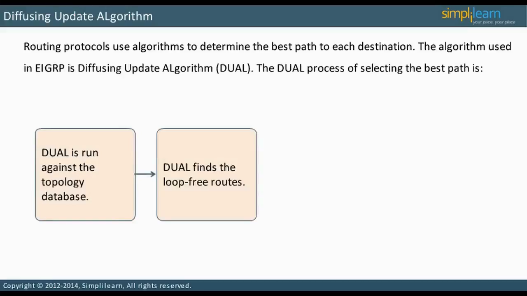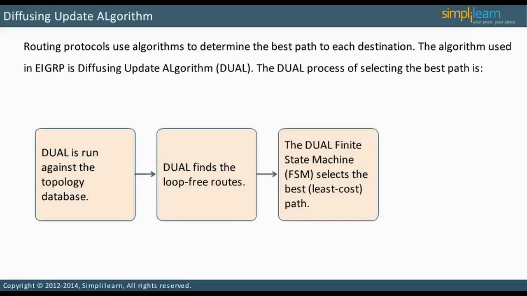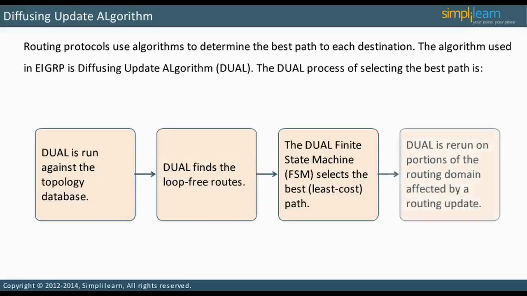DUAL finds loop-free routes. The Dual Finite State Machine, FSM, selects the best, least cost path to insert into the routing table. After routers boot and initialize, EIGRP DUAL is rerun only against those portions of the routing domain that are affected by a routing update. That is why it is said EIGRP updates are bounded.